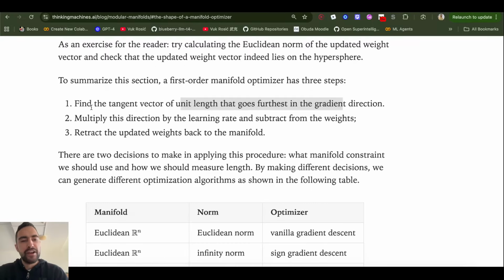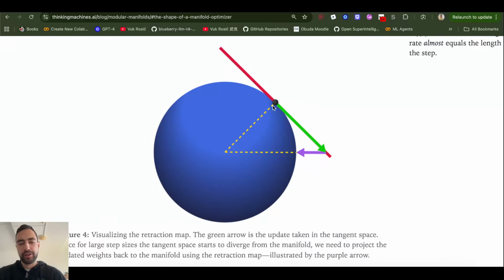To summarize, find the tangent vector on the tangent plane of unit length that goes furthest in the gradient direction. So it doesn't have to be parallel, it can go a bit further than this one. Multiply this direction by the learning rate and subtract from the weights. Or you can say add, depending on how you look at it. So this is our weight vector, this is our movement vector. So if you add them, you're gonna get this vector.